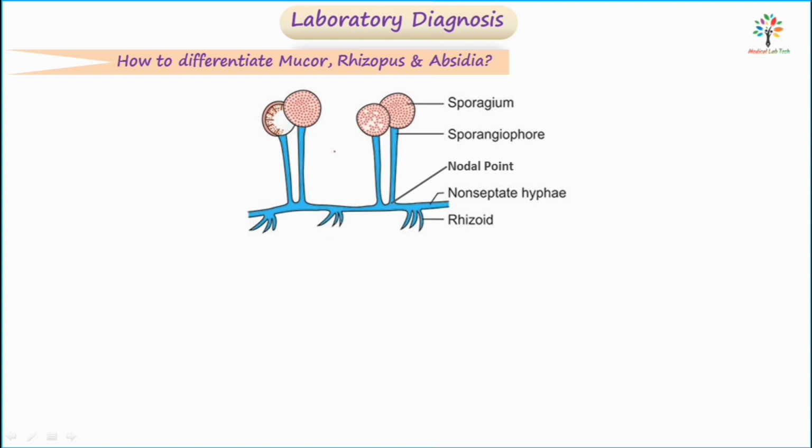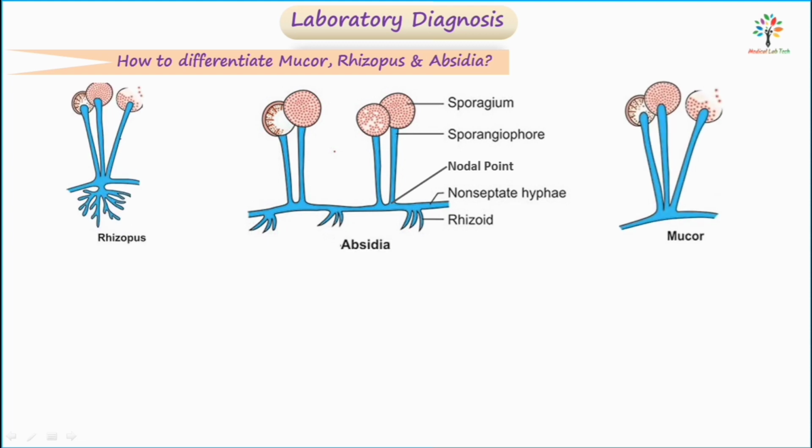This is a picture of Apophysomyces. Now have a look at the Rhizopus and Apophysomyces. See the difference. Mucor will not have rhizoids. Others are the same. It has non-septate hyphae. It forms right angle hyphae. It has sporangiospores and sporangiophore. In case of Rhizopus, there is rhizoid. Apophysomyces also has rhizoid. Now you see the difference of Rhizopus and Apophysomyces. Rhizopus and Apophysomyces both have rhizoids, but the pattern of the rhizoid is different.